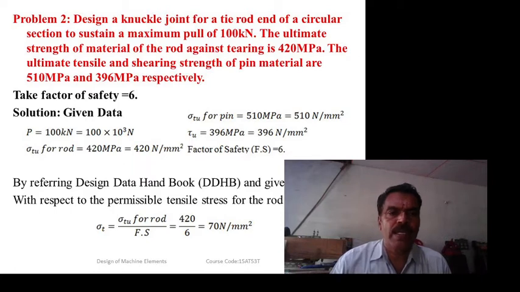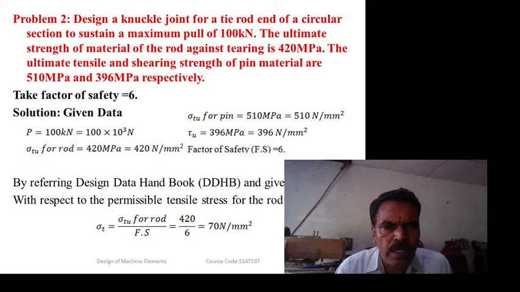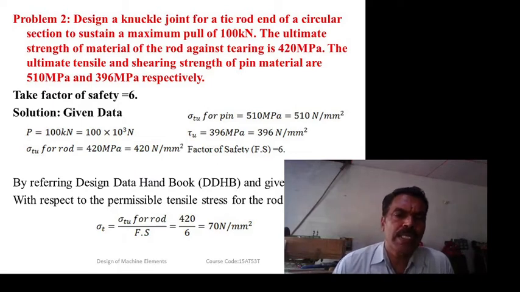The ultimate tensile and shear strengths of the pin material are 510 megapascal and 396 megapascal. See here, the ultimate tensile stress for the pin, sigma tu, is 510 megapascal, meaning 510 Newton per mm square, and the ultimate shear stress, tau u, is equal to 396 megapascal.